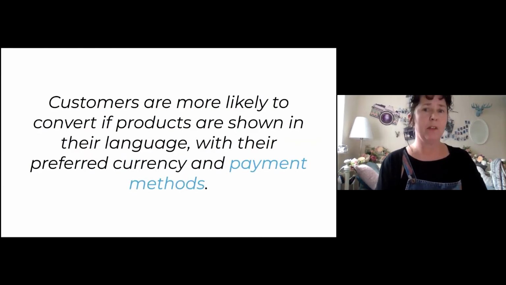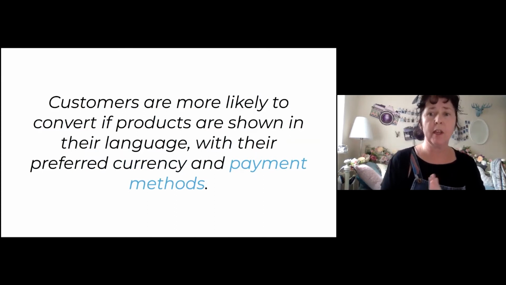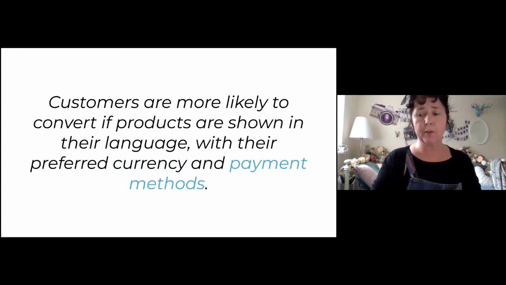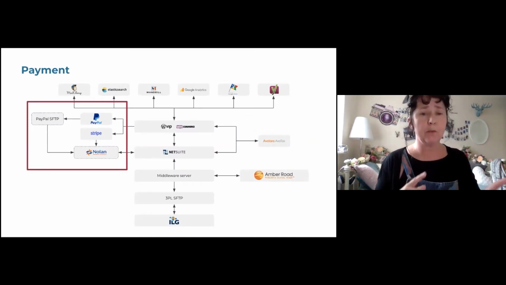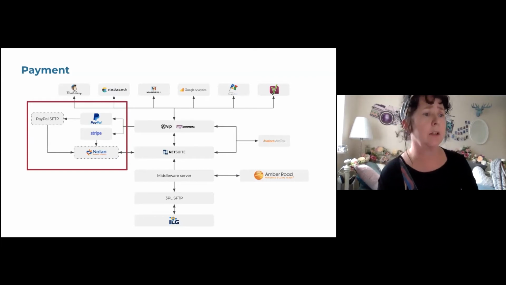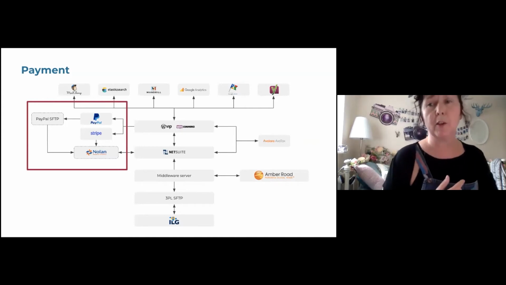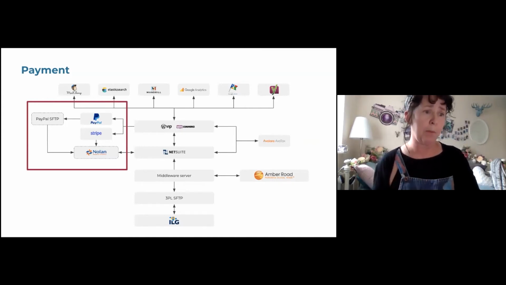And payment methods, so customers are more likely to convert if they can use a familiar payment method. So OKdo uses Stripe and PayPal. We found for most of the regions that we're trading in, they were the two most common, but they're not the only payment methods. And so you should always do your research into the most common payment method for the regions that you're selling in.